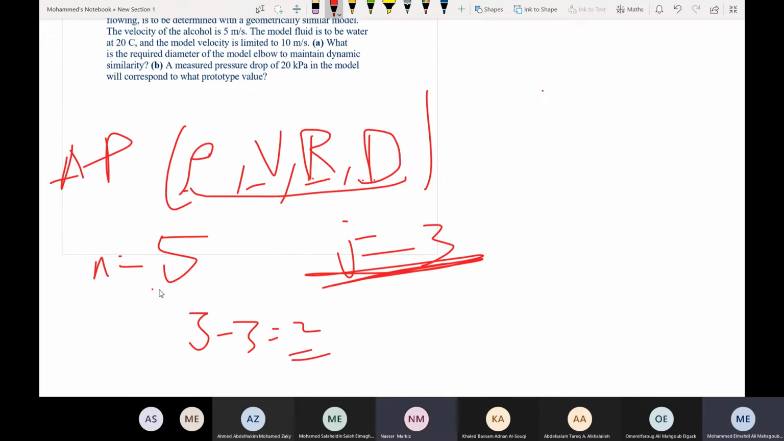Okay, so we included them here. But they have the same dimension, so don't include them together. So we choose one of them with the other two, right? Yes, exactly. One of them with the other two.